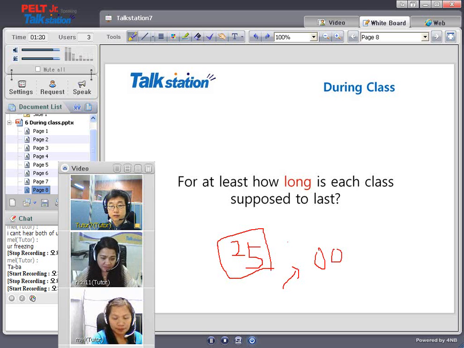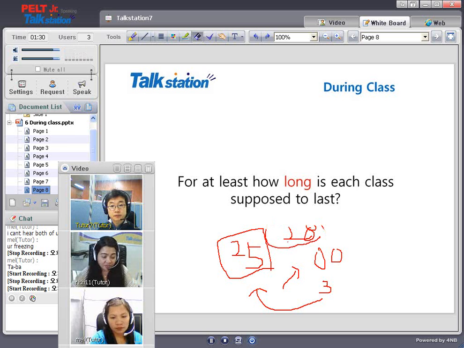If they started after 3 minutes, our tutors are required to extend the class to 28. It's not extended actually. Sir, is it okay to ask? Is it okay, sir, to ask?